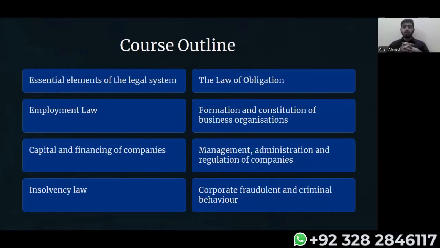Then we have formation and constitution of business organization and management, administration and regulation of companies. This area basically focuses on how a company is made. The initial, how do we file a registration? How do we name the company? What are the legal requirements for us to start a company? What should we do first? What is the second priority? Everything is listed here. The law of obligation, formation of a company, and management and administration of a company holds 60% of the paper. Okay, so 60% marks of the paper are allocated to this particular area.